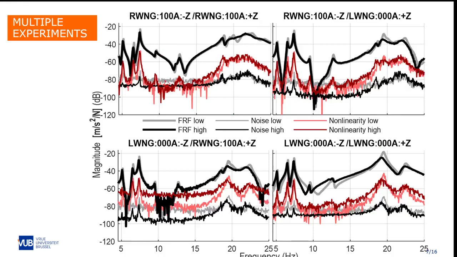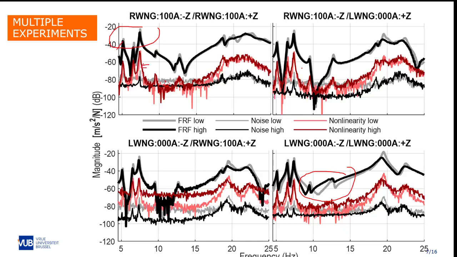The thin lines are the noise levels, and the red shades are the nonlinearity levels at low and high excitation. So the darker the shade, the higher the excitation. And what you can observe immediately is that the higher the excitation, the lower the resonance frequency. And also sometimes we have kind of weird changes.